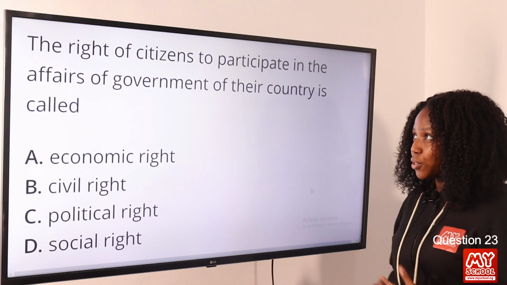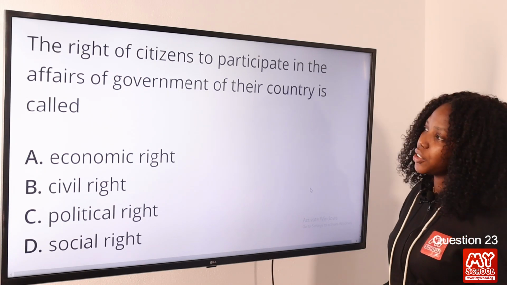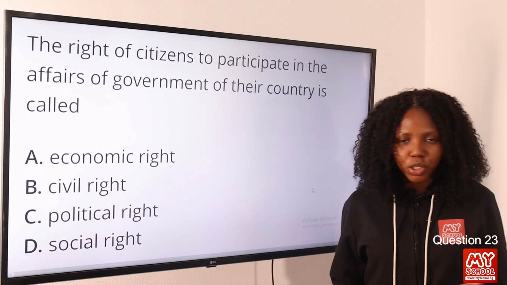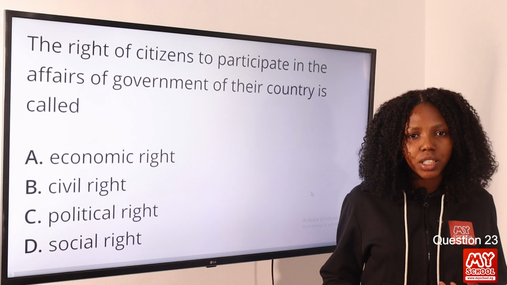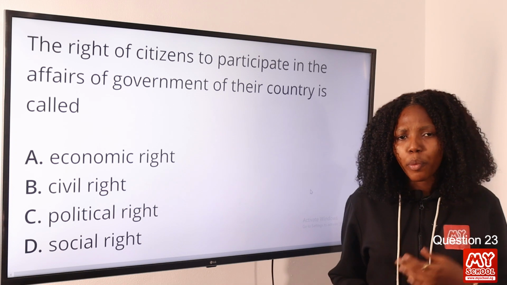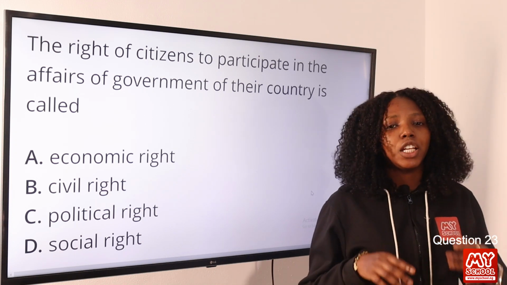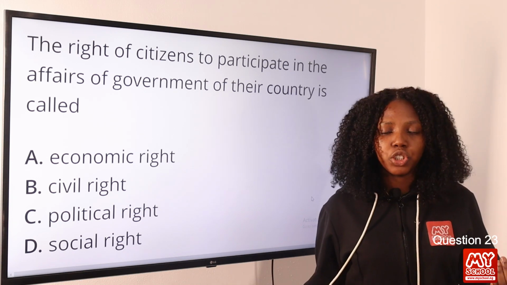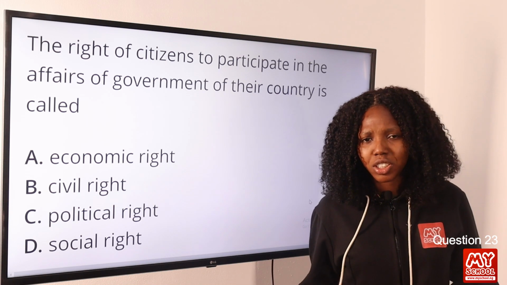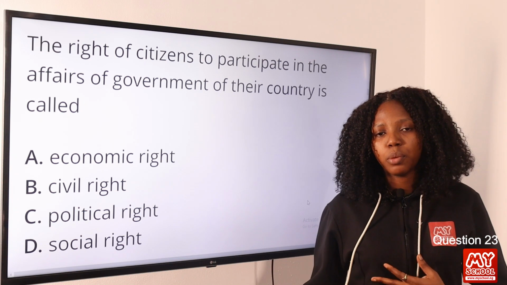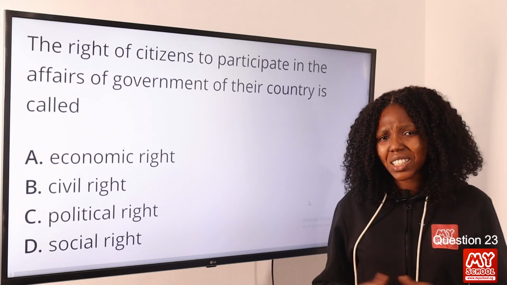Question 23. The right of citizens to participate in the affairs of government of their country is called dash. The answer to this question is political rights. Political rights include rights to participate in politics, right to petition, right to assembly, right to fair hearing, and so on and so forth. But civil rights include ensuring people's physical and mental integrity, ensuring life and safety, ensuring protection from discrimination. It also includes rights such as freedom of speech, freedom of movement, freedom of thought, and so on and so forth. So the answer to this question remains political rights.